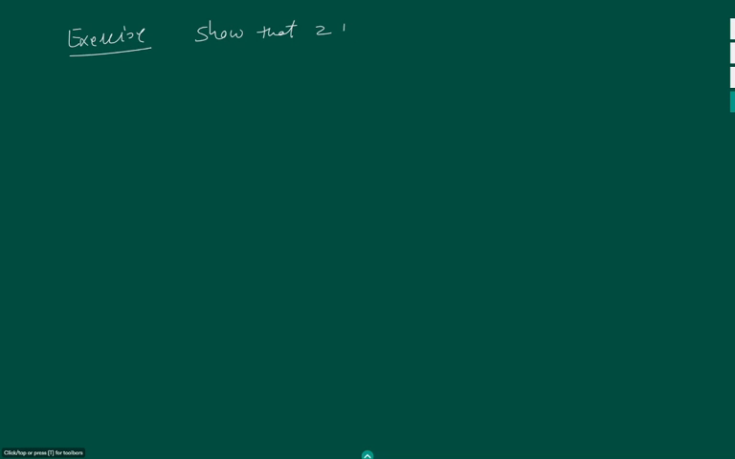this series 2 plus 5 plus 8 plus 11 plus 14 plus so on, this series is divergent. You have to show this series is divergent. So a series is divergent if its sequence of partial sums is divergent. Now the sum of first n terms of this series is n by 2 into 3n plus 1. This you can calculate.